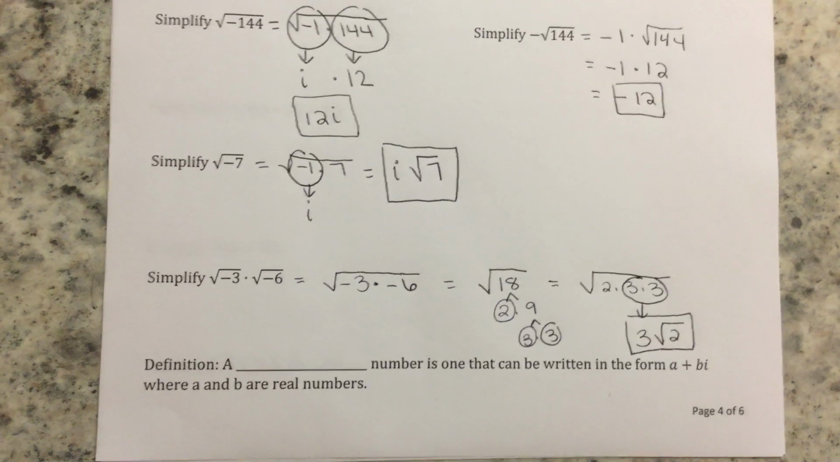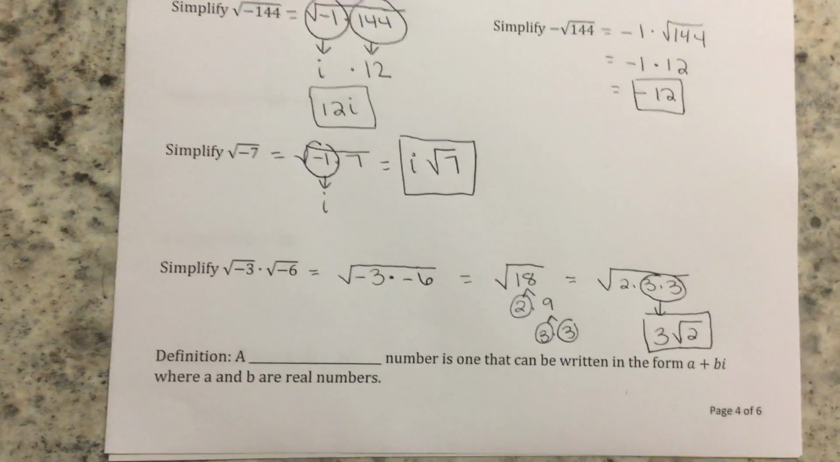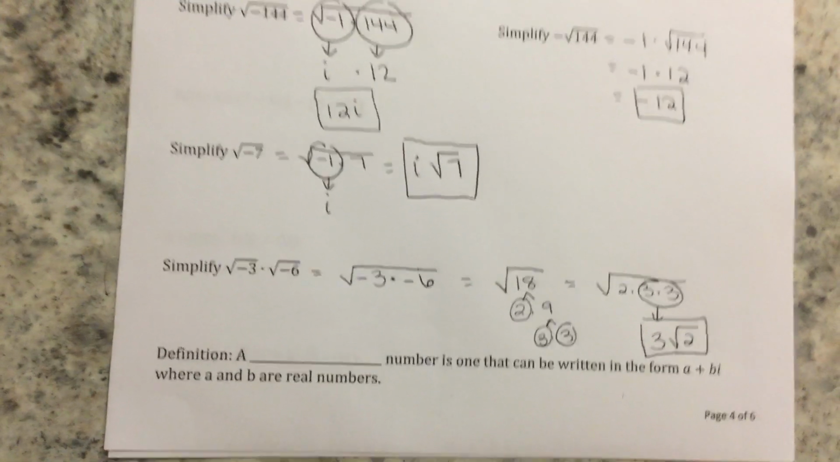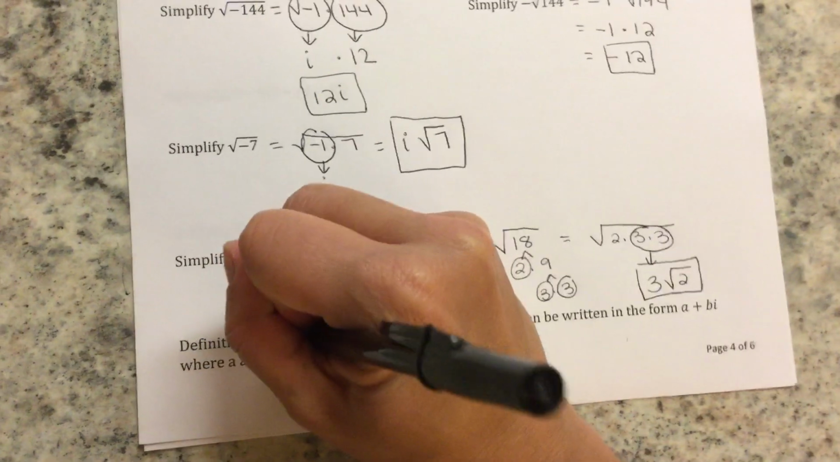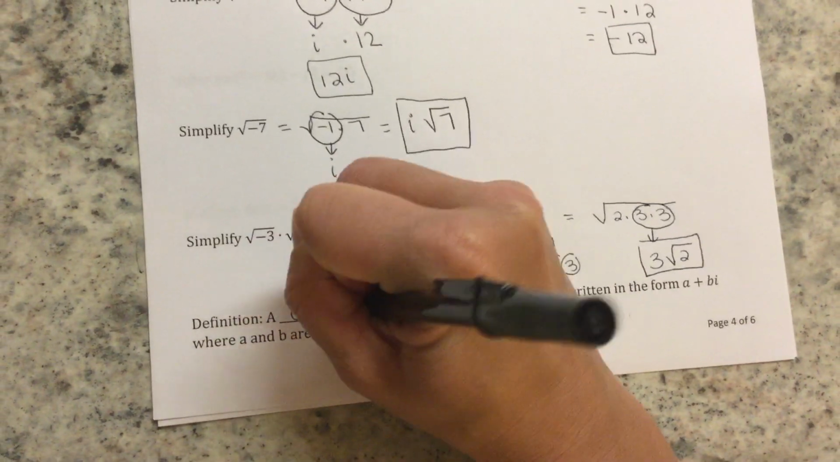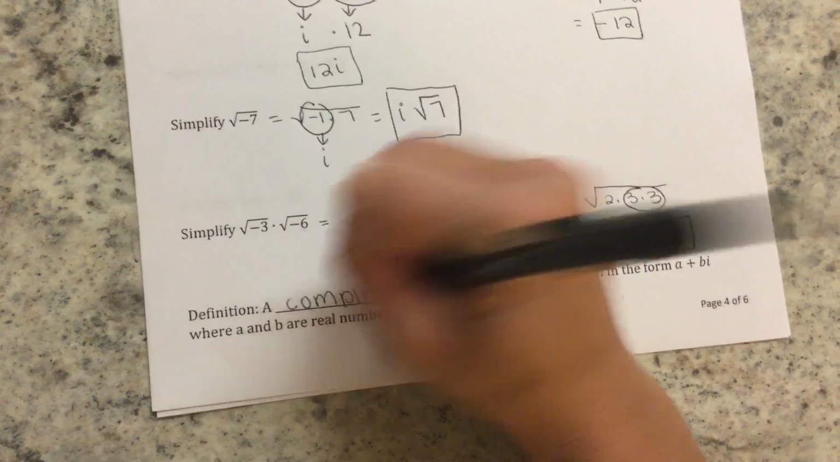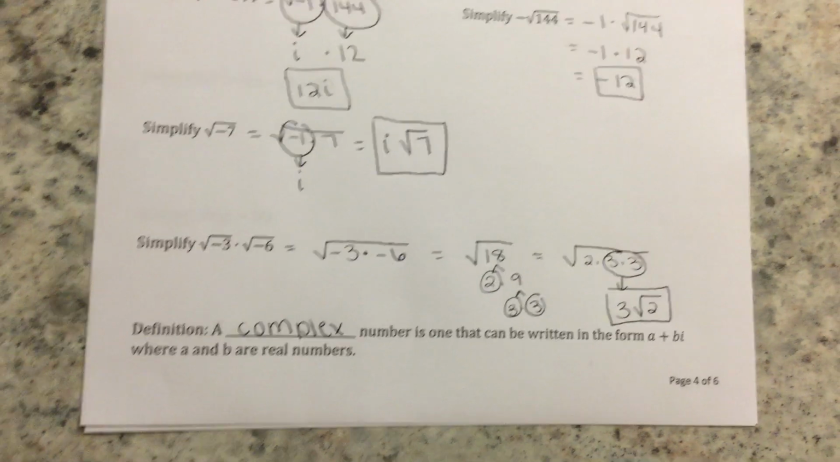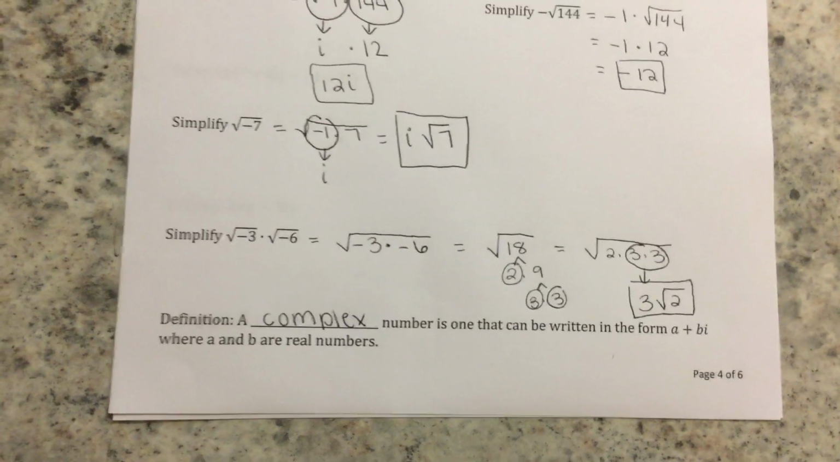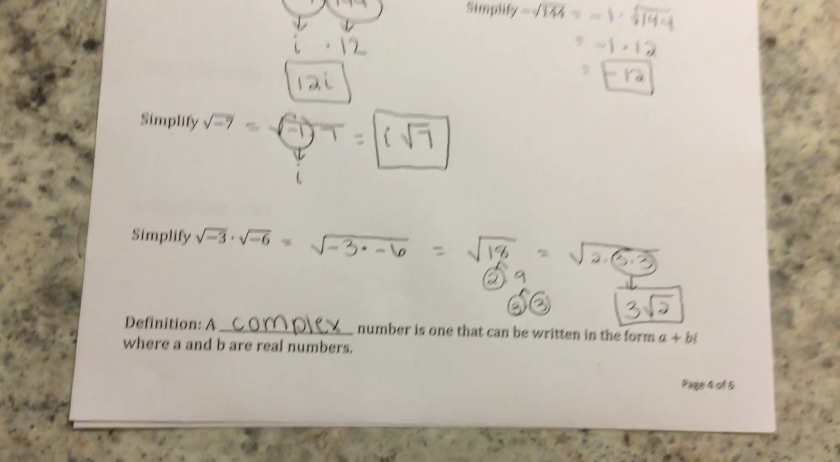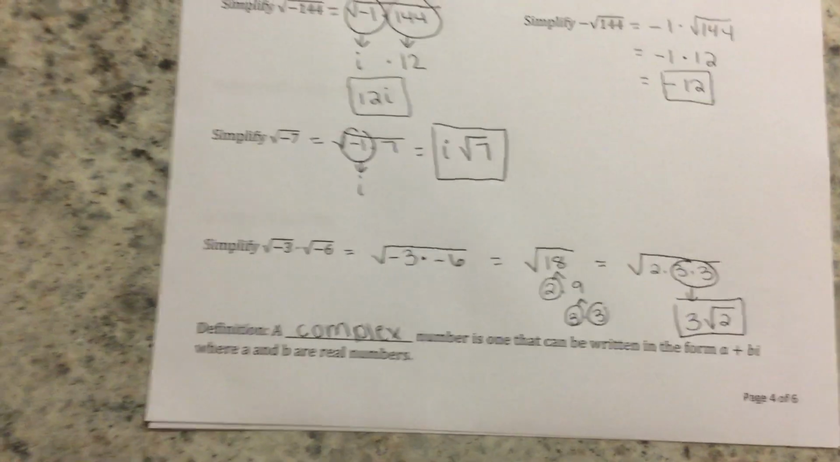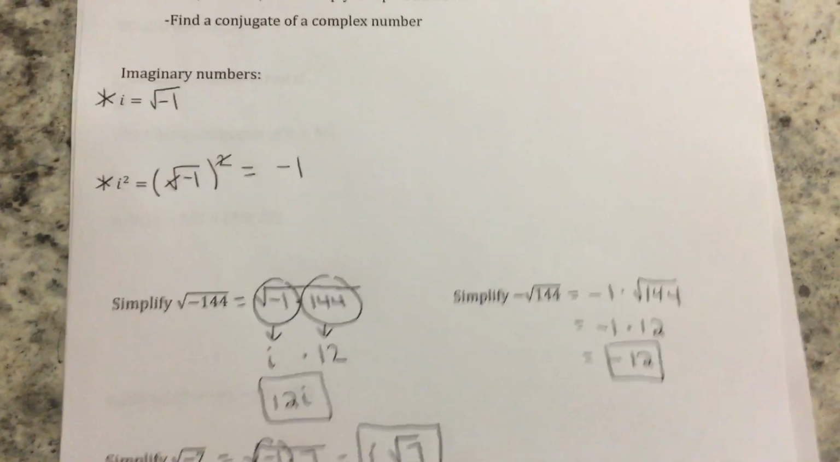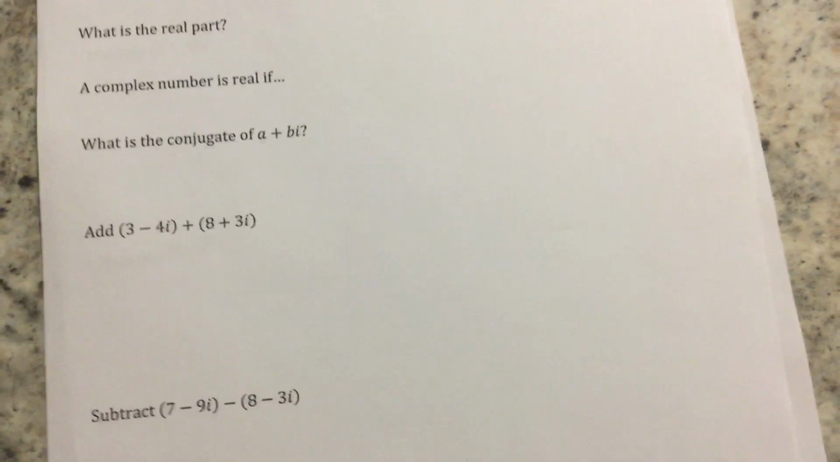So, definition: a complex number is one that can be written in the form a plus bi, where a and b are real numbers. So that's talking about a complex number. A complex number is one that can be written in the form a plus bi, where a and b are just some real numbers.